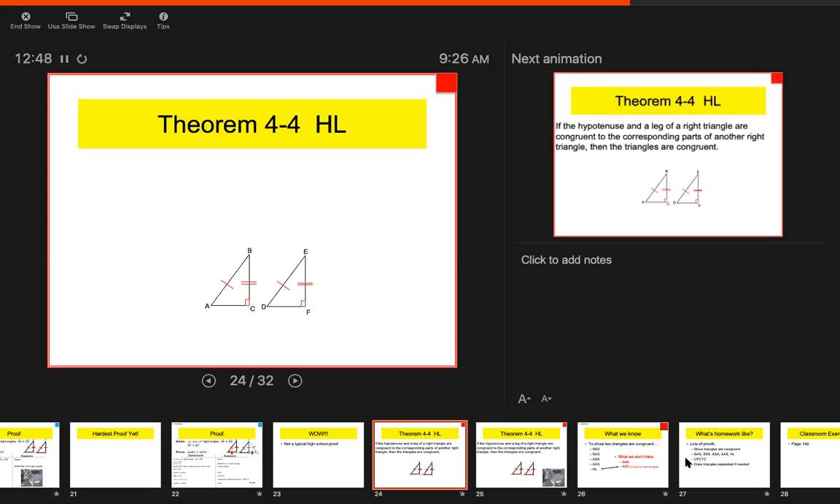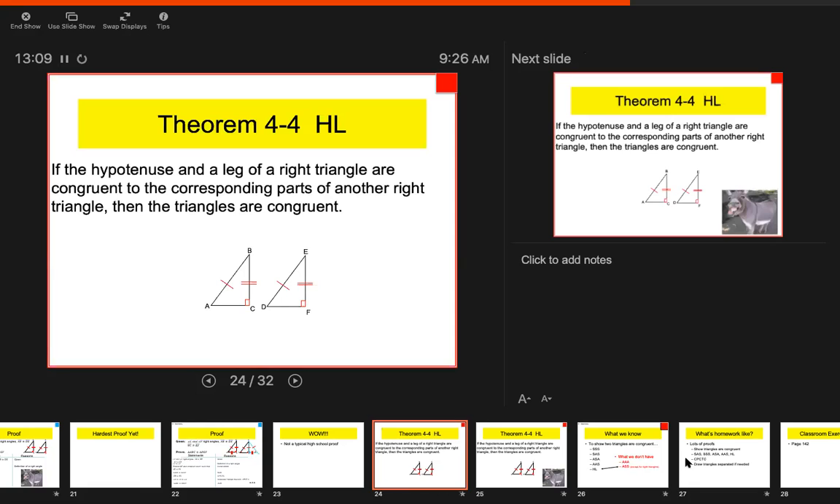You've got to remember that this only applies to right triangles. The other four apply to any triangle: SSS, SAS, ASA, AAS. But hypotenuse leg is only used for right triangles. So yes, we do have an ASS, but just for right triangles. And I've said that word too many times. I got to stop. Okay.